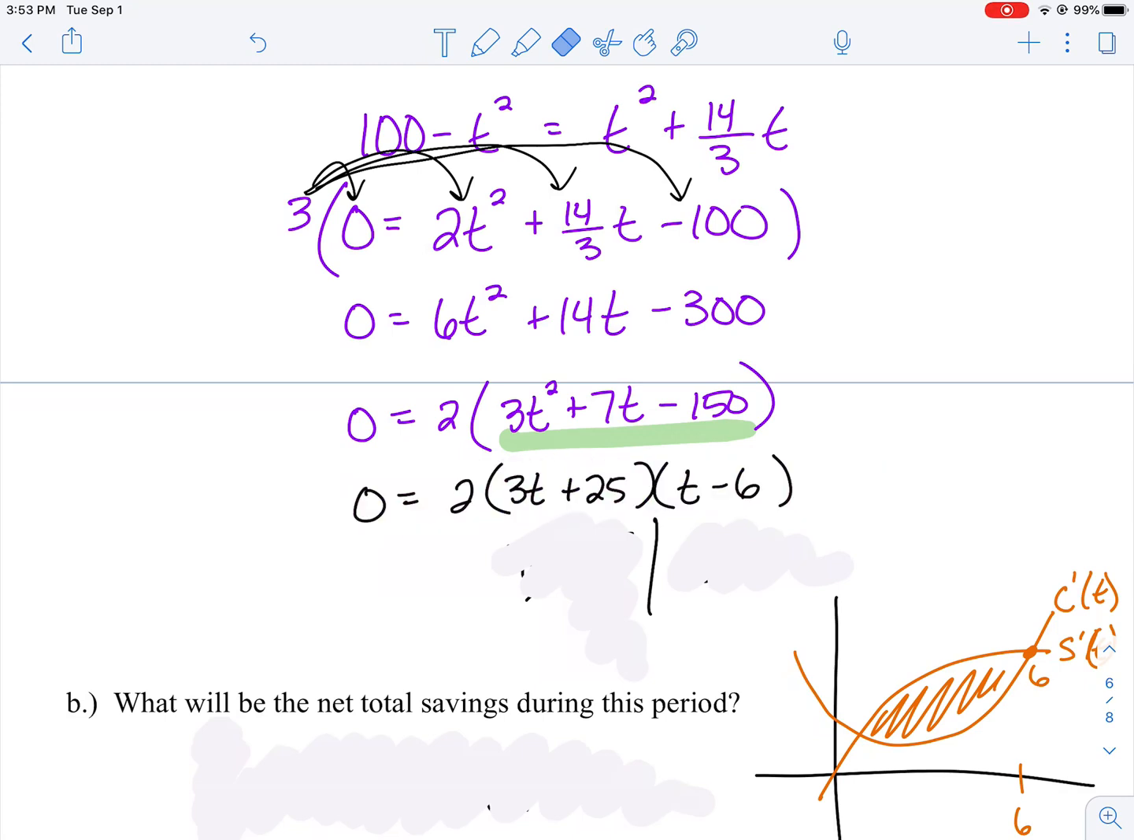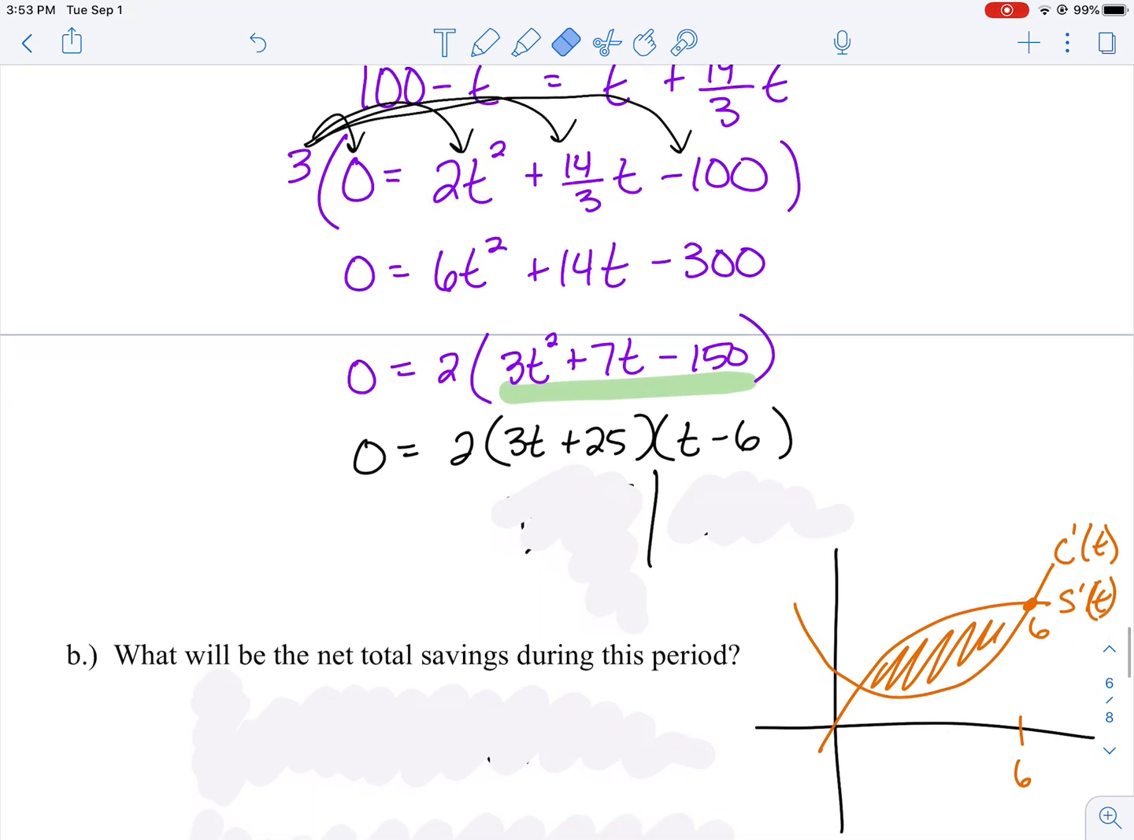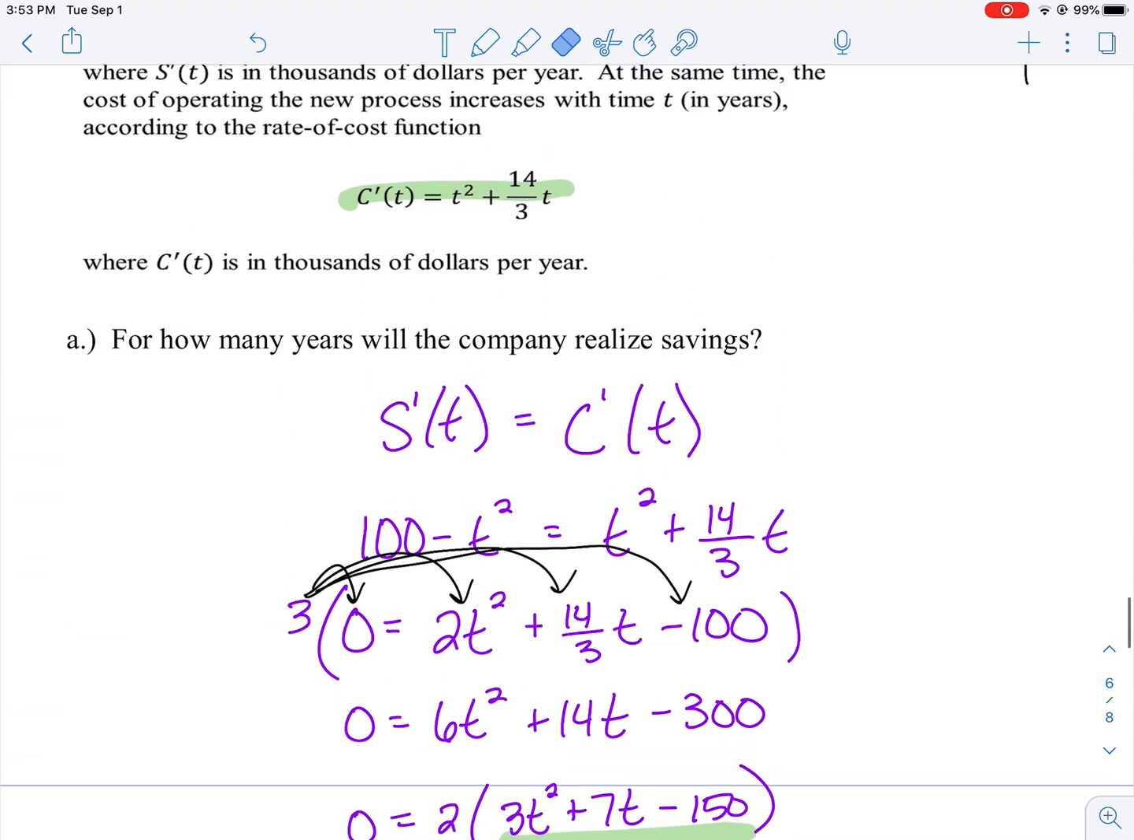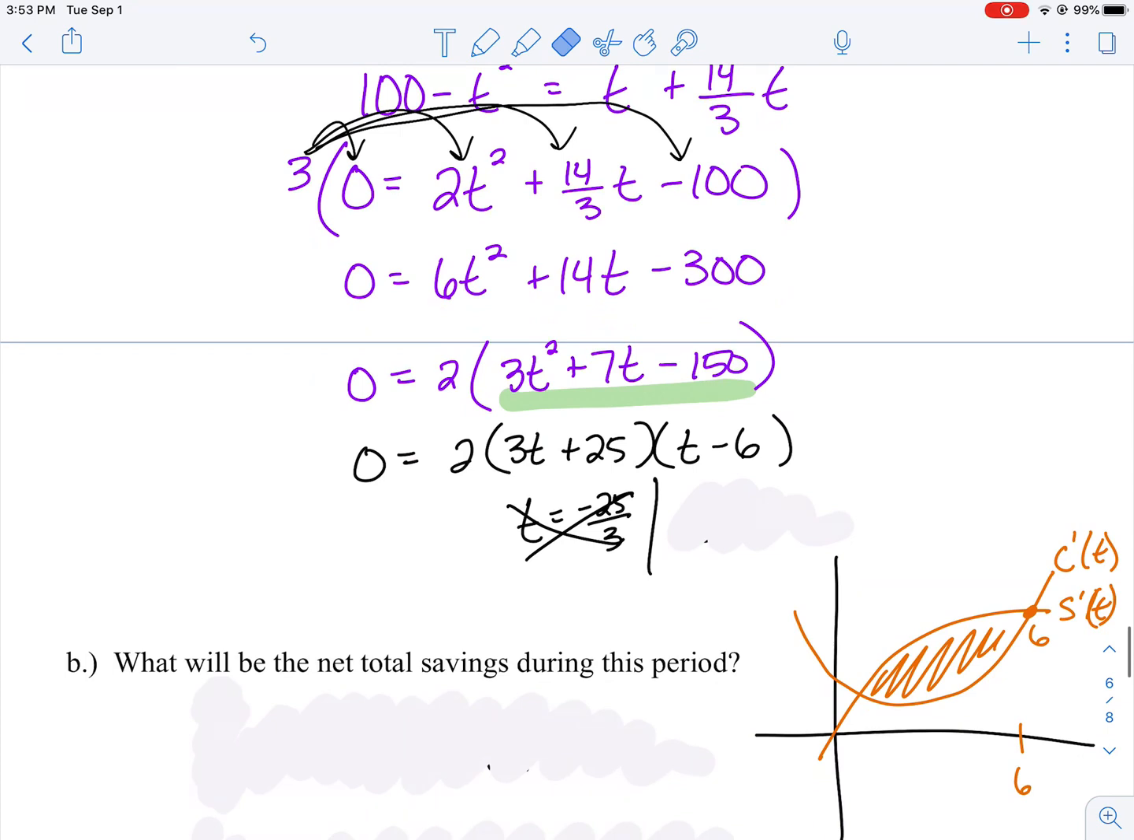When I ended up factoring it, I factored out that GCF of 2, and then I have two other factors, 3t plus 25, and then I have a t minus 6. I'm going to take each of these factors and set it equal to 0, and I ended up getting, on this one, t equals negative 25 over 3. But if you remember, t in the problem really represented time in years. And it wouldn't really make any sense to say t equals negative time, because you can't really go back in time. When I set my other factor equal to 0 and I solve, I ended up getting t equals 6.